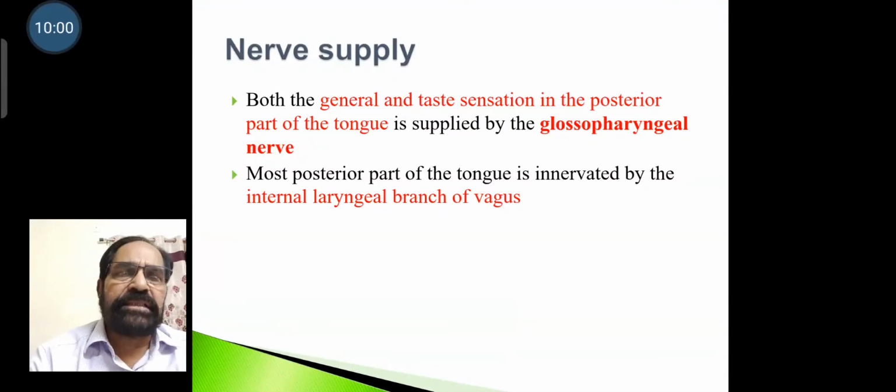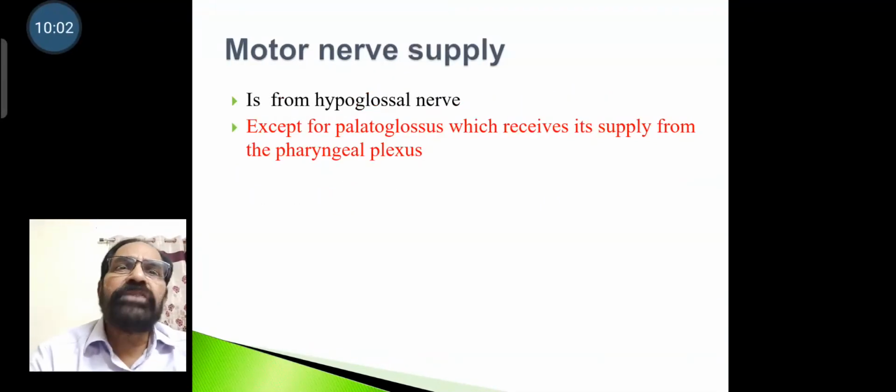the fourth and fifth arches. Nerve supply, motor, is from the hypoglossal nerve, except for palatoglossus, which receives its nerve supply from the pharyngeal plexus. So the motor supply of the tongue is by the hypoglossal nerve, except palatoglossus, which comes from the cranial accessory nerve.